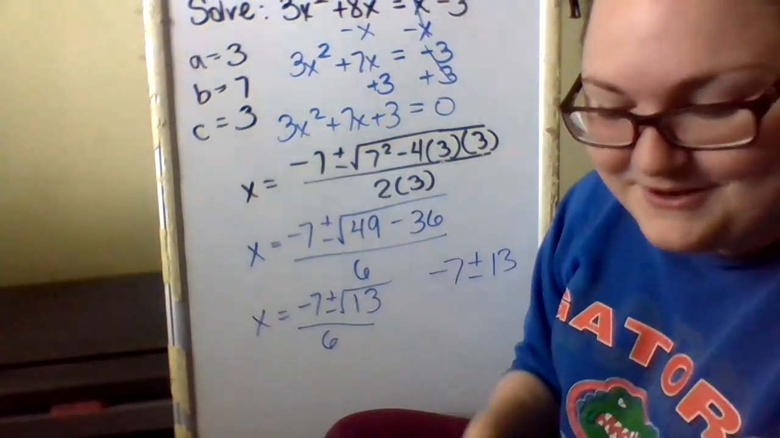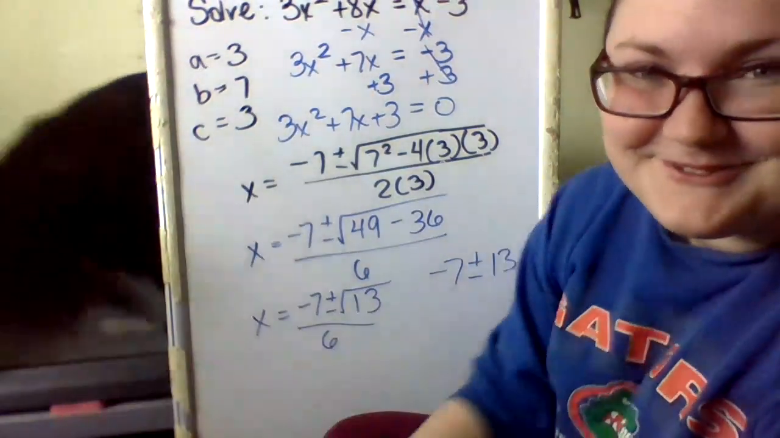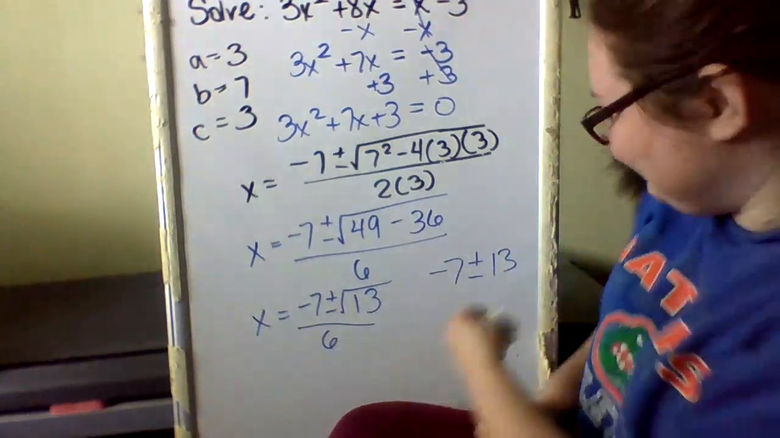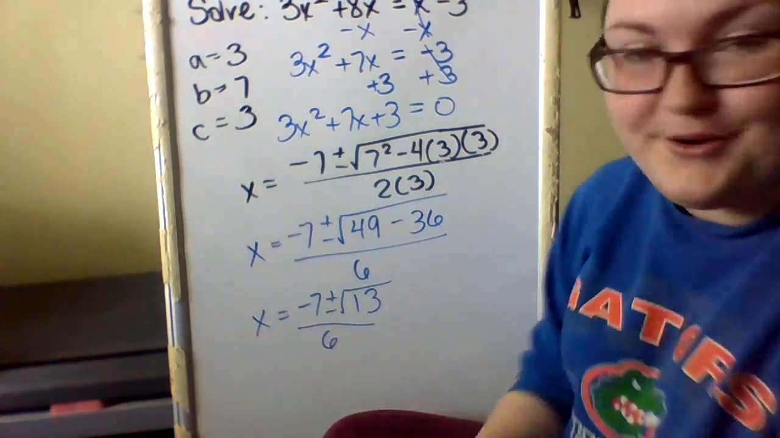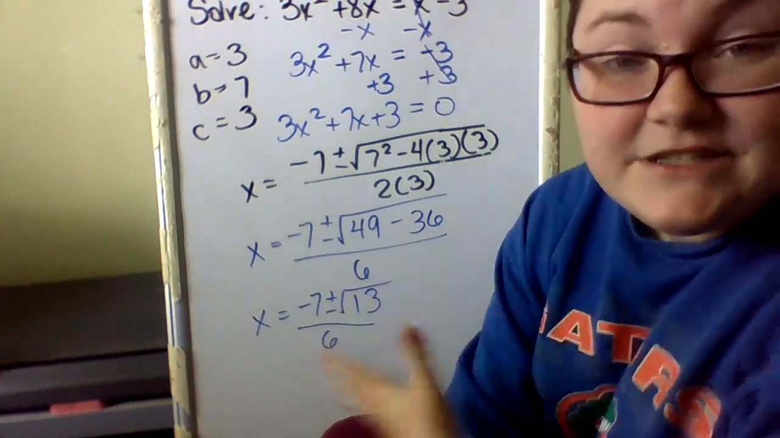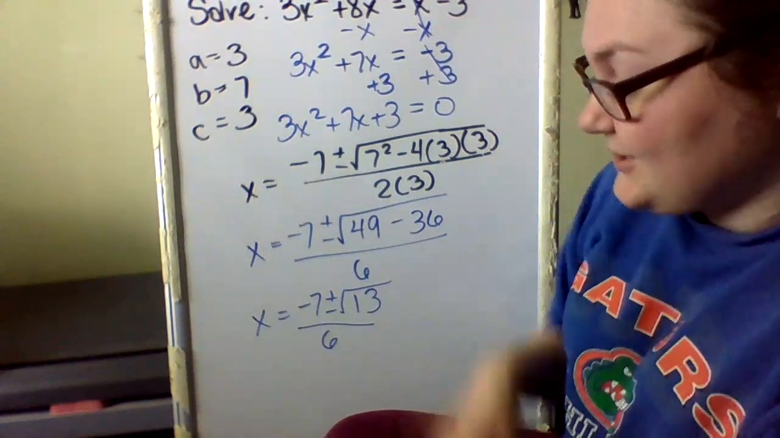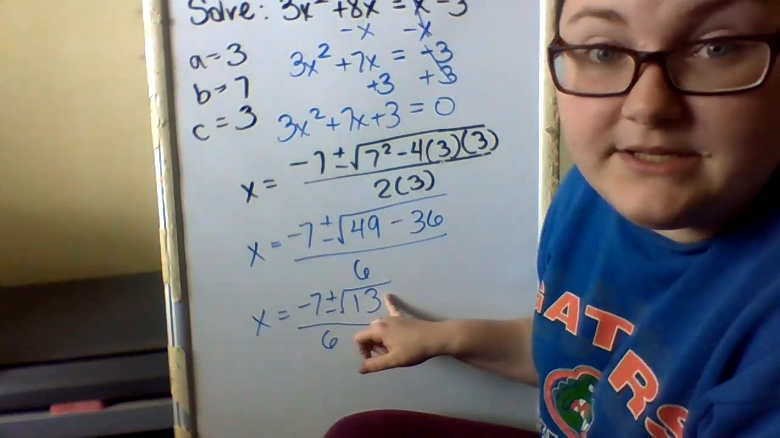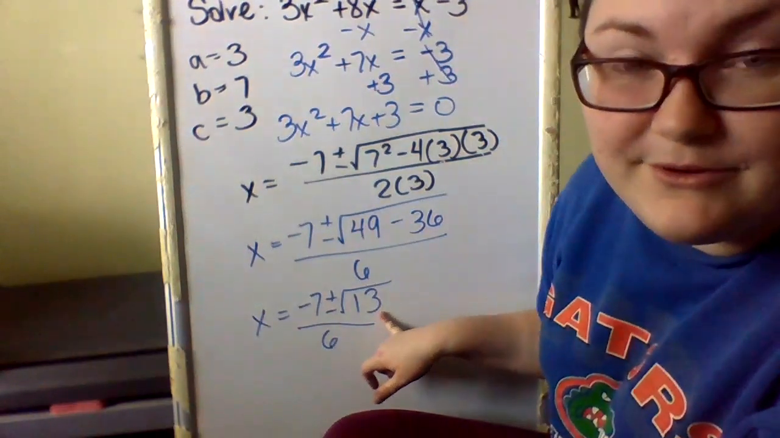Let's just forget about the square root. You can't just forget about the square root. That's my dog in the back. You can't just forget about the square root if you can't take the square root. It's still part of the problem. Our answer is going to have a square root in it because we can't take the square root of 13.